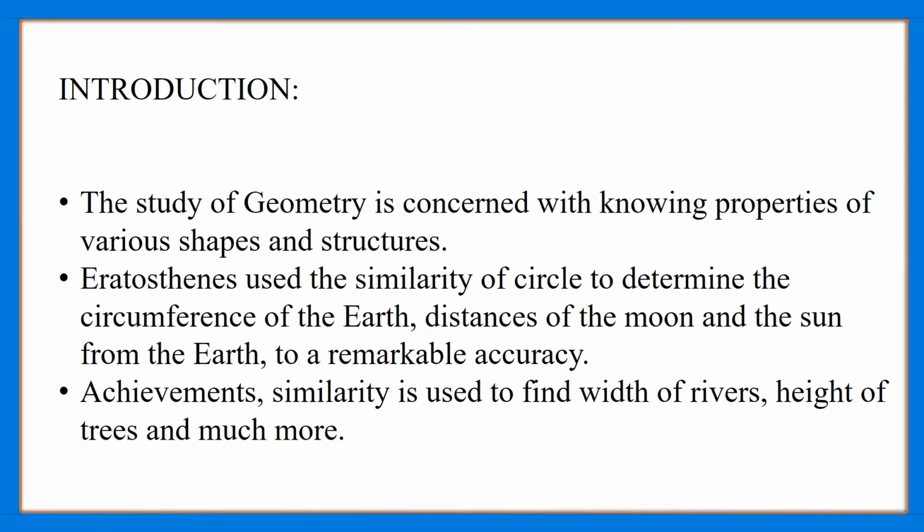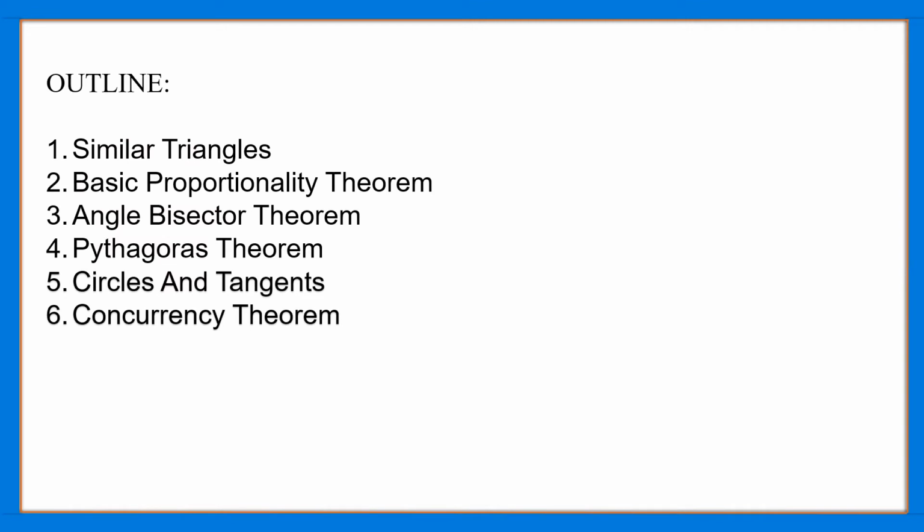In this chapter 4, we will be learning the concepts of similar triangles, basic proportionality theorem, angle bisector theorem, Pythagoras theorem, circles and tangents, concurrency theorem. Before going deep into the chapter, let us know first the basic things that are required for understanding this chapter. First, let us see what similarity means.